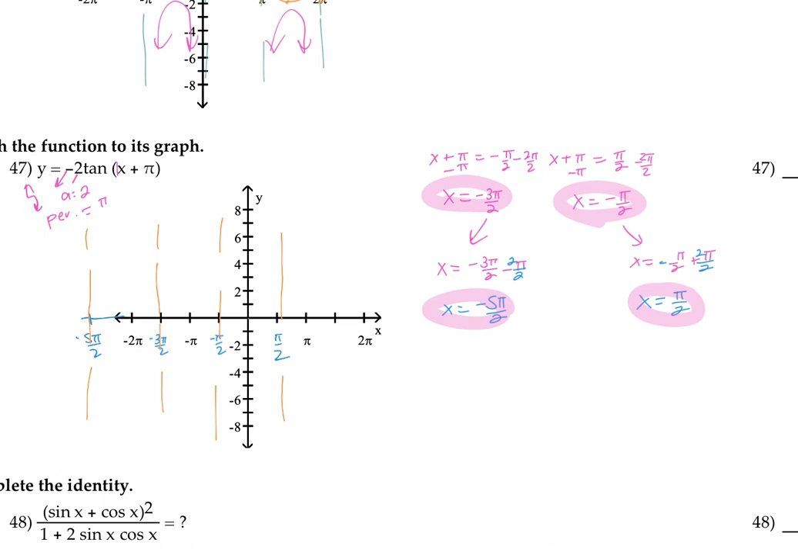The x-intercepts are in between there, so they'd be at 0, negative pi, 2 pi, negative 2 pi. And then you want to eyeball 1/4 and 3/4 and go up to 2 on the left, down to 2 on the right, up to 2 on the left, down to 2, up 2, down 2. And there's your negative tangent curve.